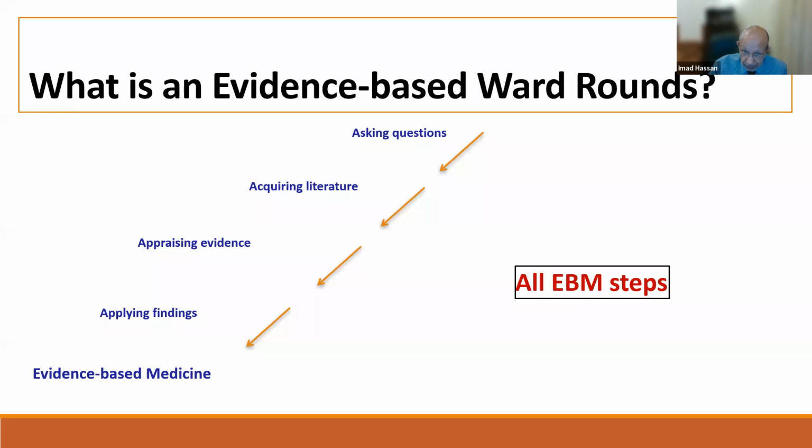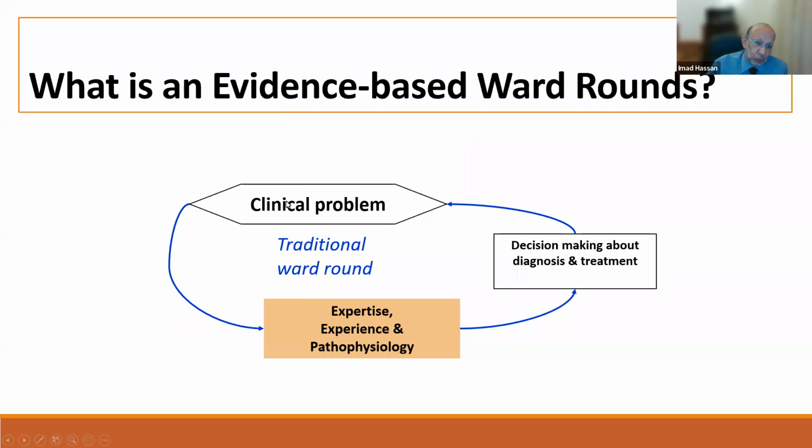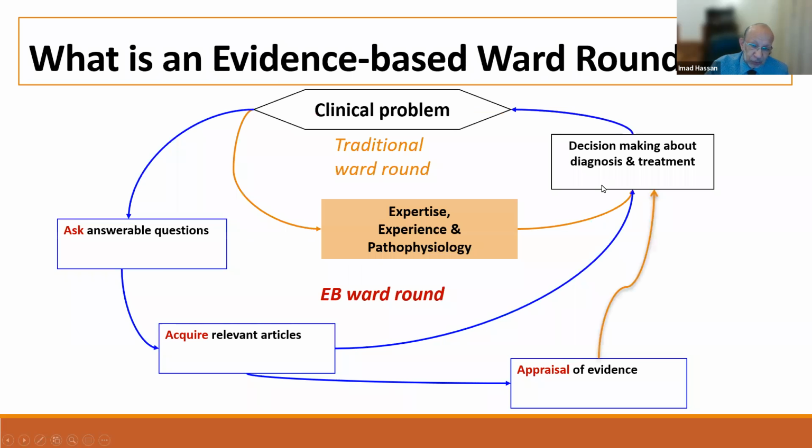So we go through all the 5 steps during the round: ask, acquire, appraise, apply, and assess. The traditional ward round is you have a clinical problem, you just rely on expertise and experience, and you reach the decisions. But this doesn't happen in an evidence-based ward round. In an evidence-based ward round, there is still the experience and expertise, but you ask questions, you use a PICO.